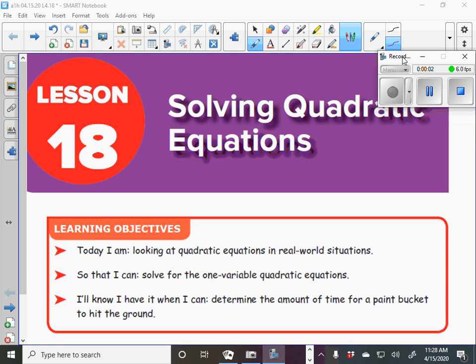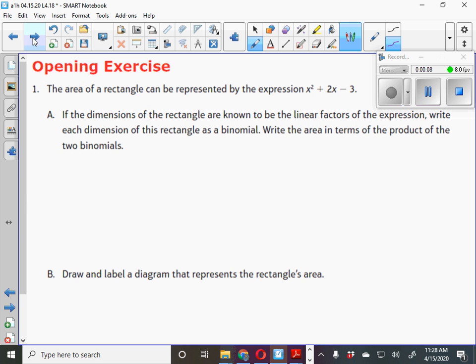Quadratic equations, solving them again and more. We're going to keep looking at them, you guys. Okay, the area of a rectangle can be expressed by this equation if the dimensions of the rectangle are known to be linear factors. In other words, x plus 3, x minus 5, all those types of things.